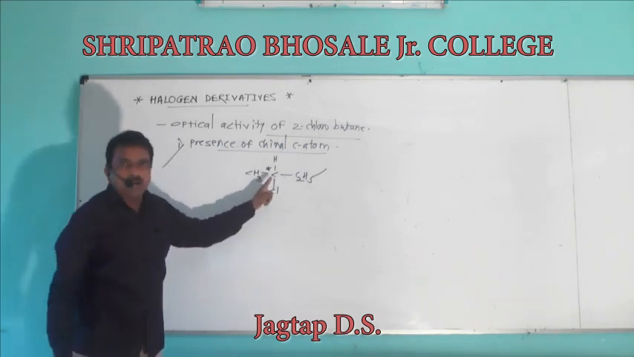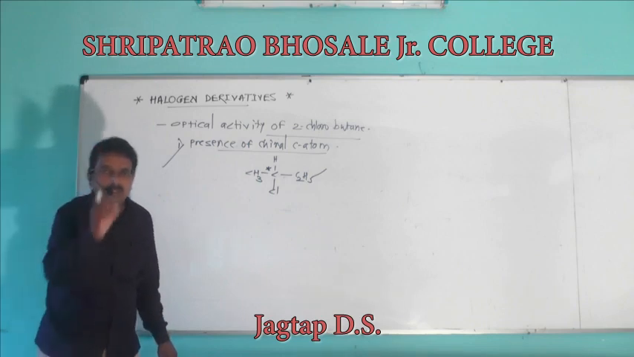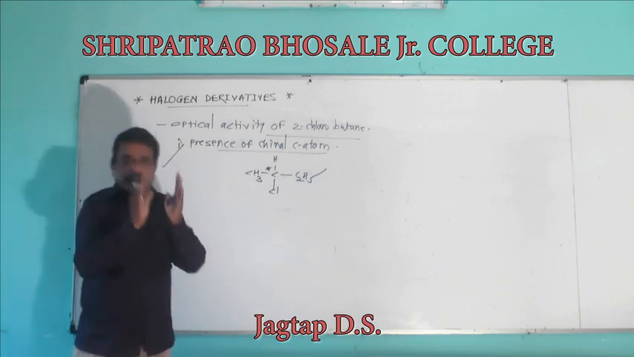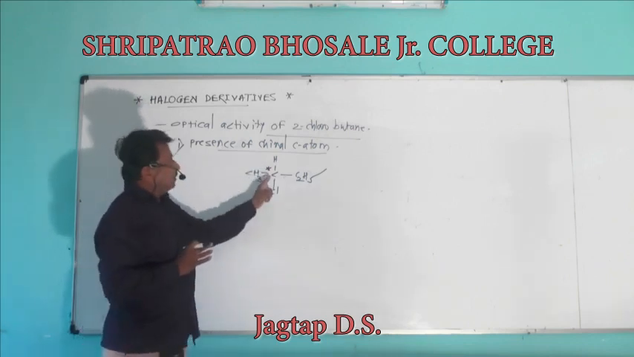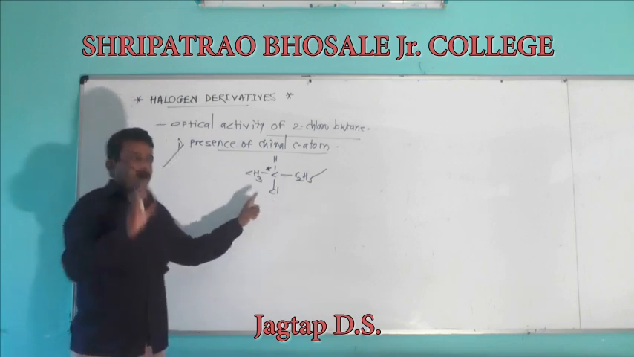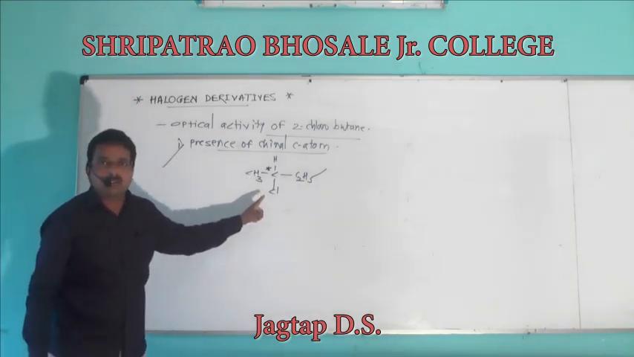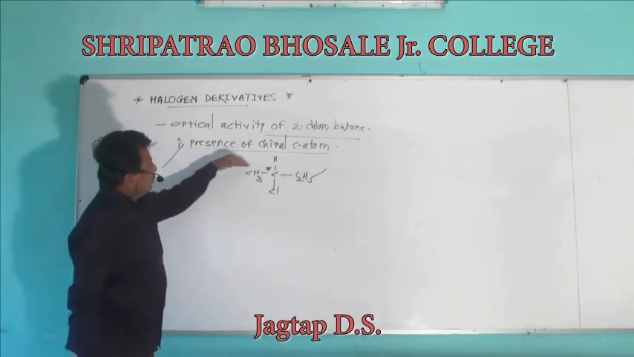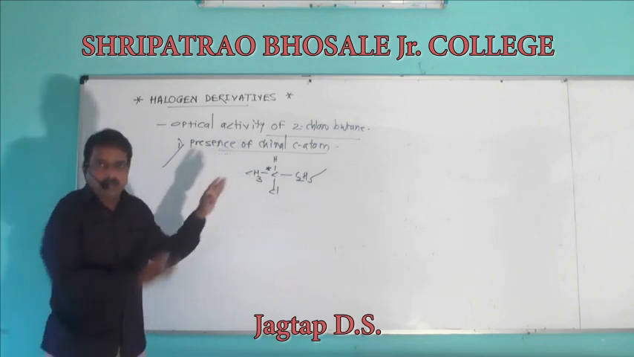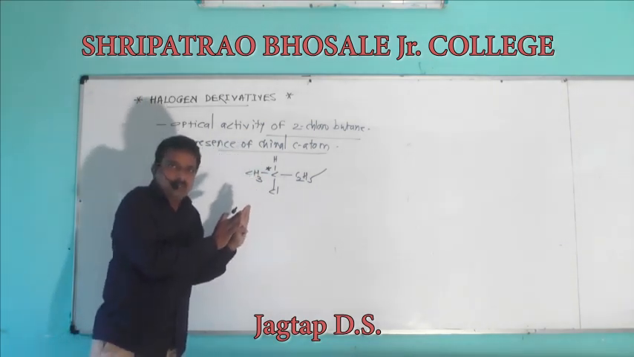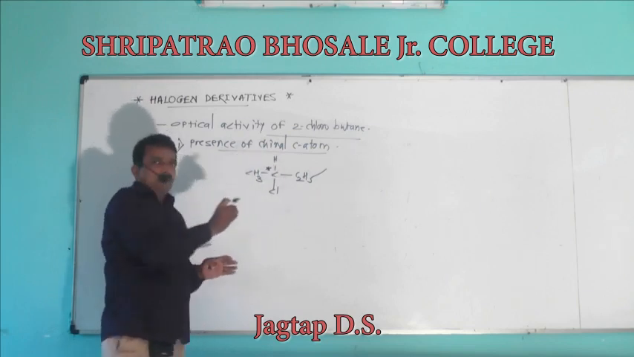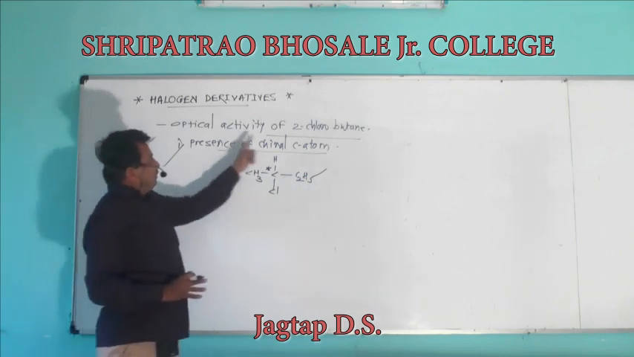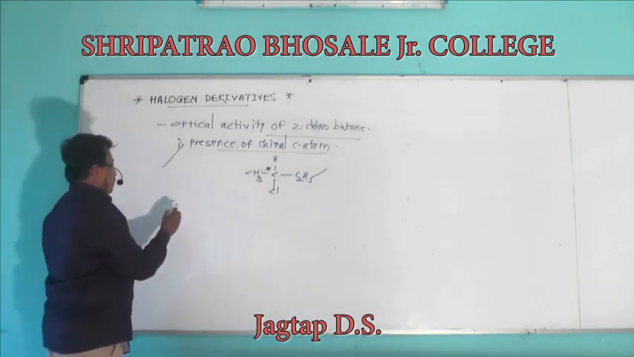2-chlorobutane contains one chiral carbon atom, so it is optically active. It rotates plane polarized light towards the right or left side. So the presence of an asymmetric carbon, the presence of a chiral carbon, is one of the causes of optical activity.